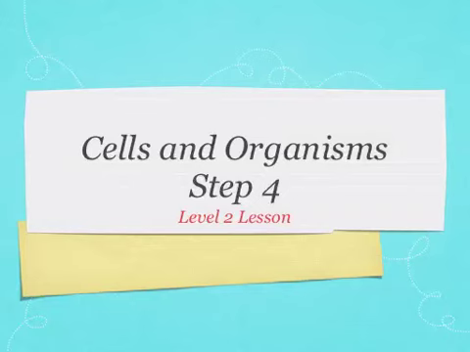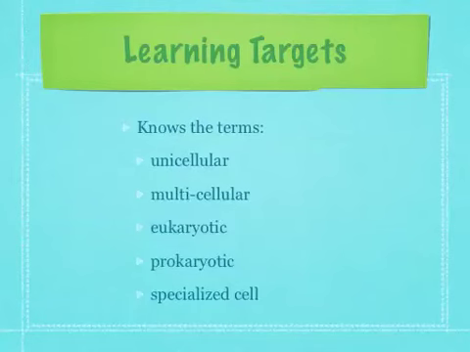This is a Level 2 lesson over Cells and Organisms, Step 4. During this lesson, you will learn about the following terms: unicellular, multicellular, eukaryotic, prokaryotic, and specialized cell.